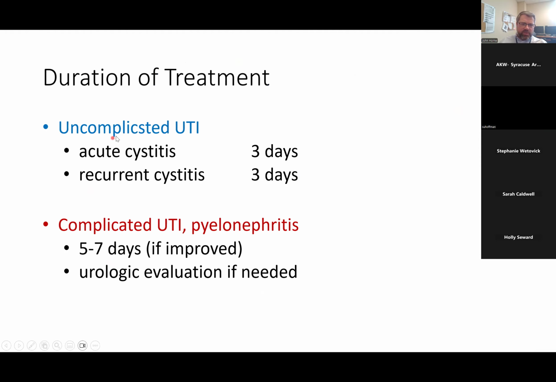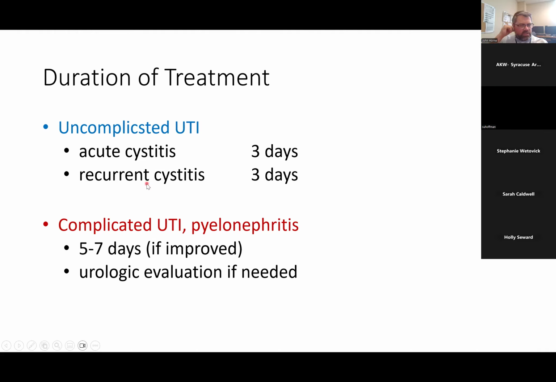Duration of treatment. This should say uncomplicated UTI or complicated. So uncomplicated is going to be 3 days, even if it's recurrent. If it recurs, you would still just treat it for 3 days and then discuss with them, are there ways to prevent this from happening? But anytime someone comes to me with recurrent UTIs, the first question is, is this asymptomatic bacteriuria?